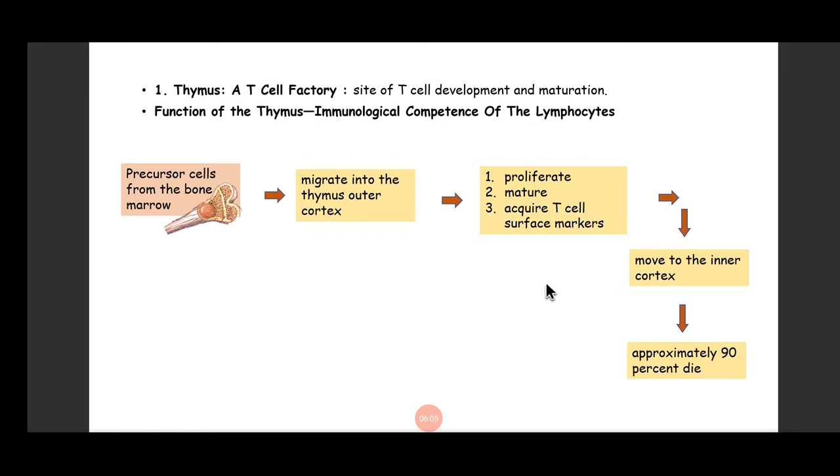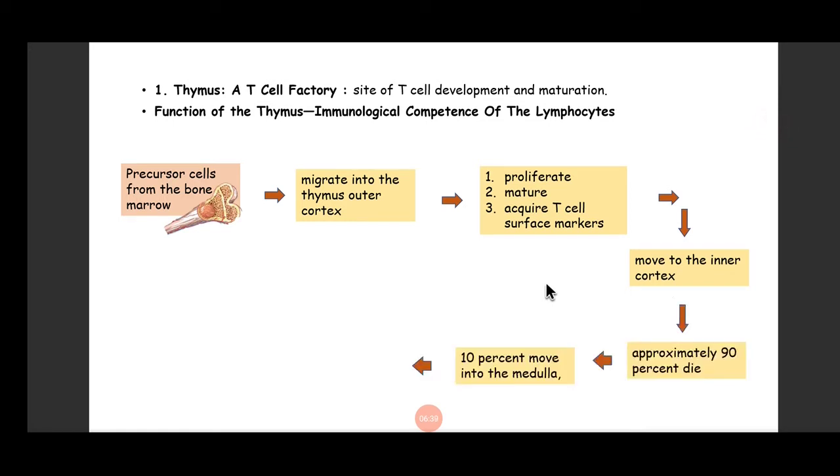So these were the cells which were recognizing the body's own antigen, and those cells are killed in the inner cortex of the thymus, and this is responsible for immune tolerance, because all the cells which were reactive to the self antigen have been killed in the thymus.